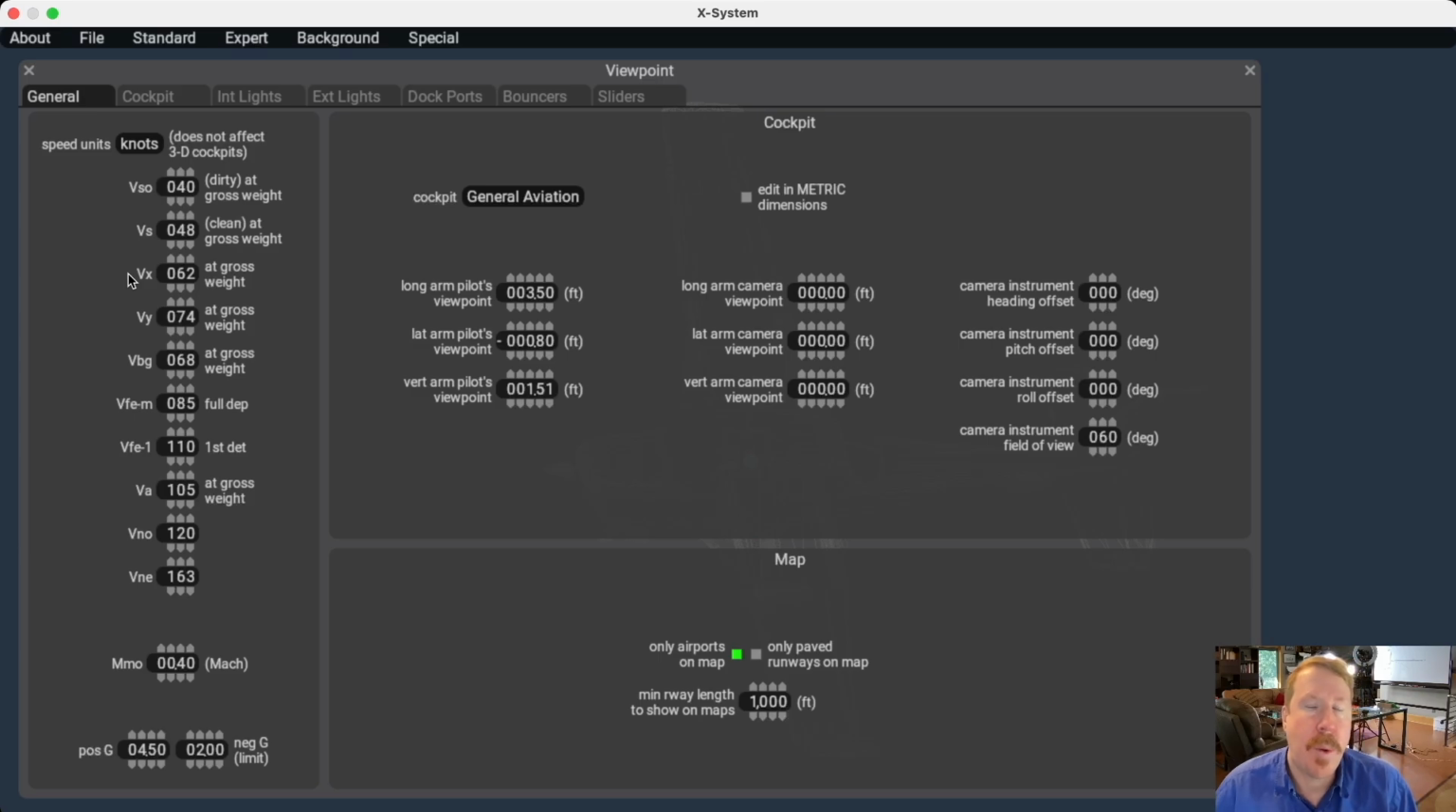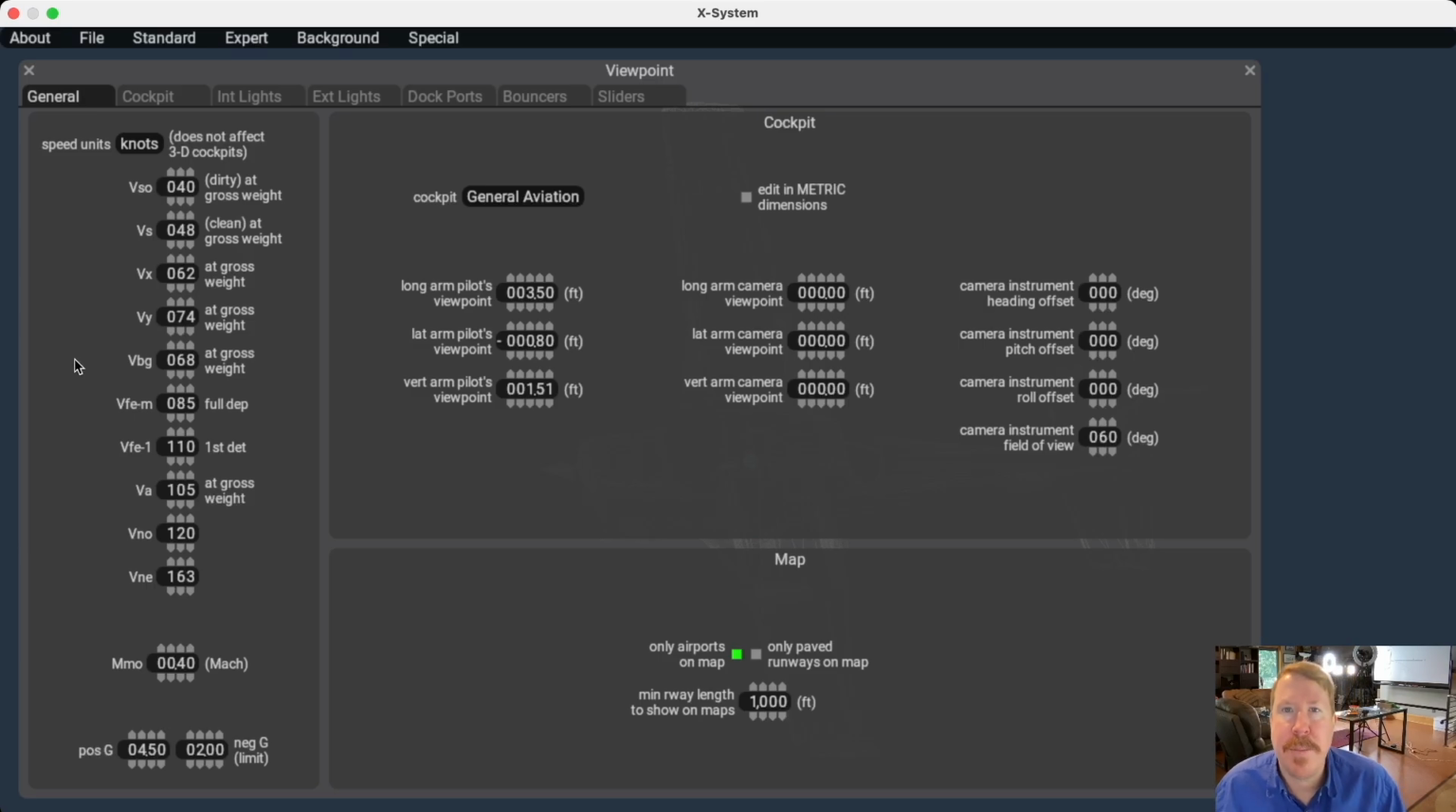Below that is VY, best rate of climb. Now this is the one where you're already clear of any trees. You don't need the best angle. Now you just want to get up to your cruise altitude as quick as you possibly can. So you use VY, best rate of climb. It's just how quick can you get up to altitude.